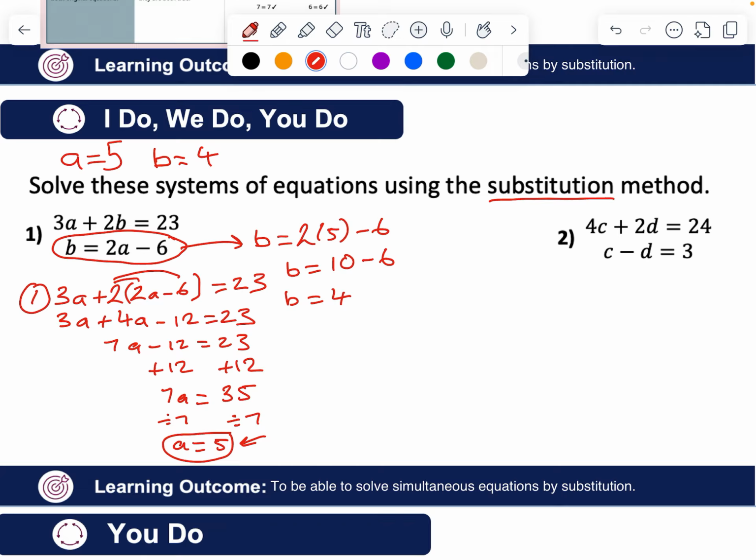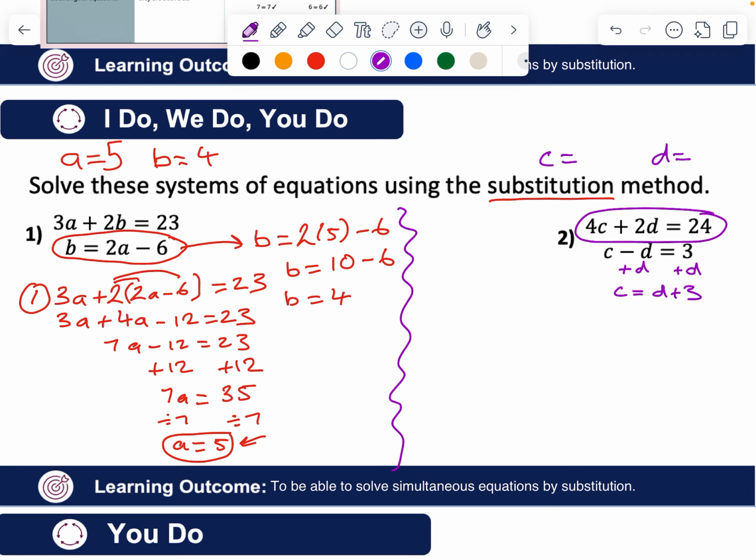You're going to pause this question and have a look at the second one. And then I'm going to go and do it. The second one's a little bit different because we have to rearrange one of them. So in this question, nothing equals, so we've got C and we've got D. But nothing equals C or D. So what I'm going to do is rearrange this second equation by adding D to both sides. So C now equals D plus 3.